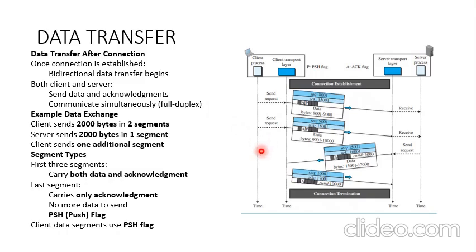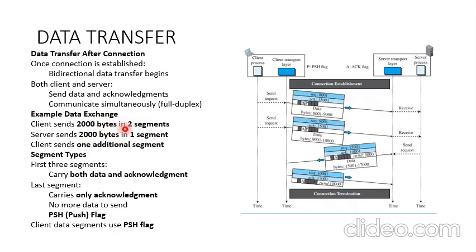ensure that data is delivered immediately without waiting for buffers to fill. And it is also crucial for real-time and interactive applications. And here in this example, we can see that bidirectional data transfer begins. Both client and server are going to send an acknowledgement and data.